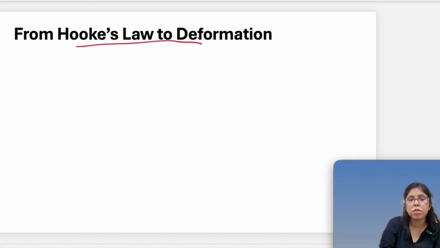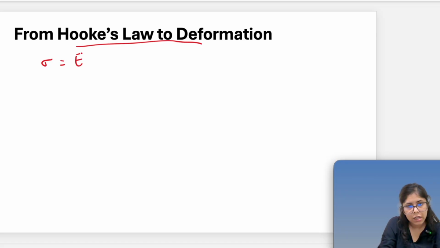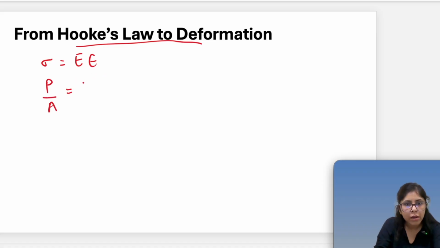Now can we move on to the next slide, which is from Hooke's law, we will be moving to deformation. So this is probably the most important derivation in this lecture. Now I want to calculate from Hooke's law the deformation value, right? So we have sigma, which is E times epsilon, right? And sigma we know that it is P by A, and epsilon also I know. So can I put delta L upon L?